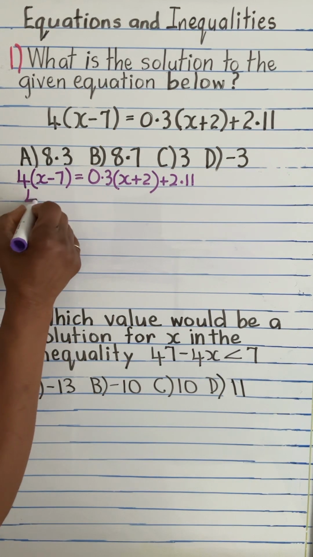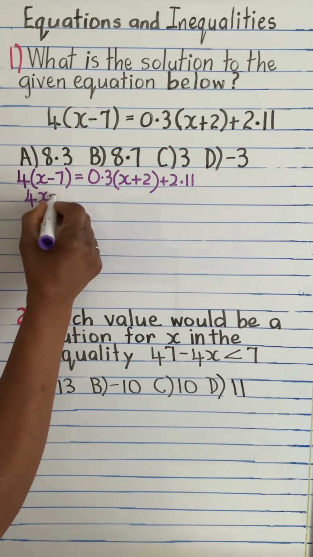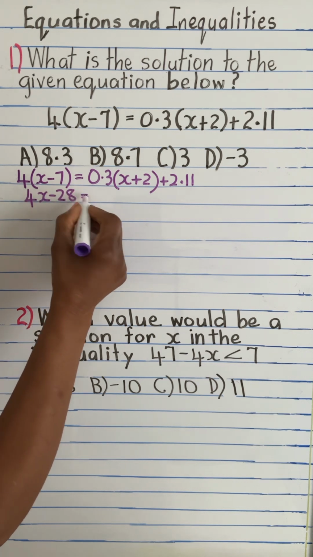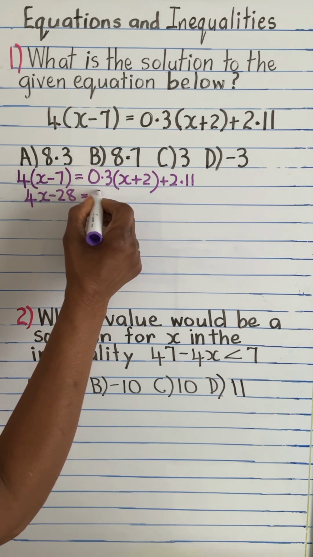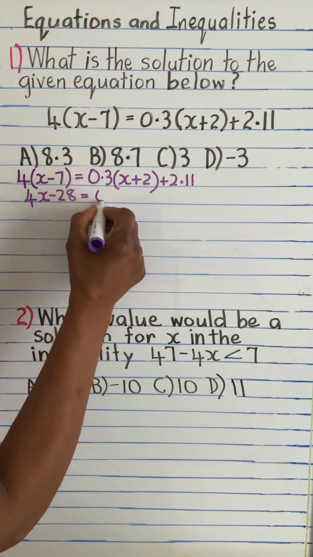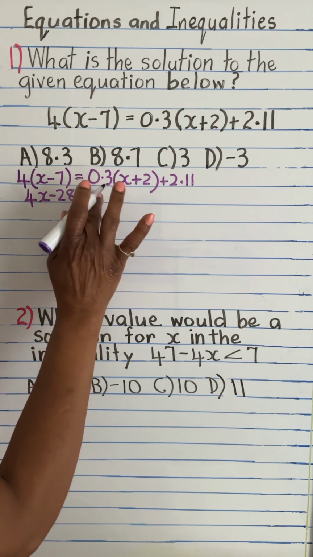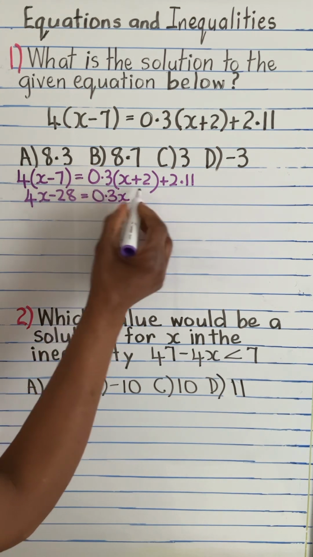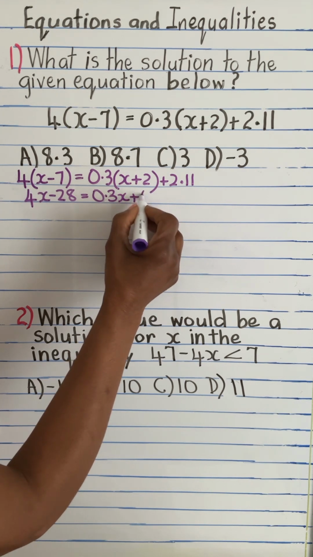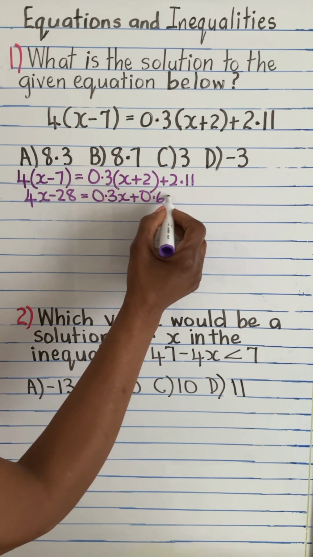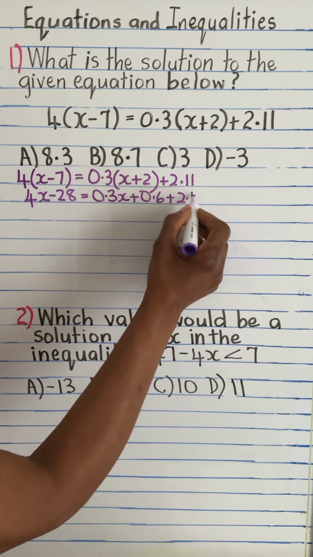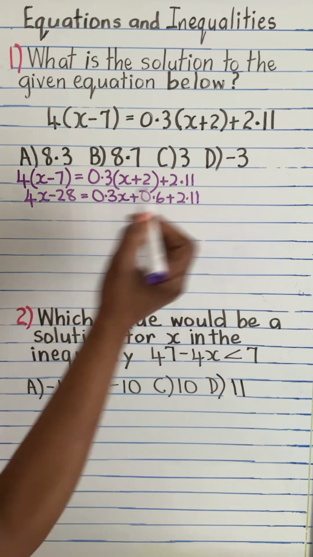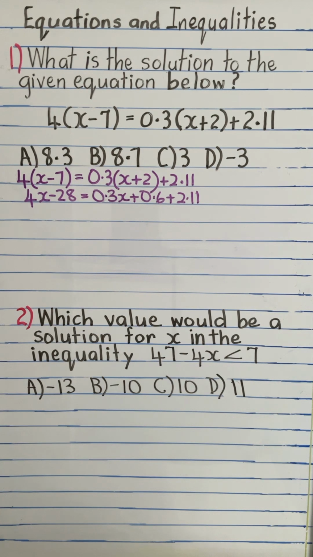4 times x minus 28 equals 0.3x plus 0.6 plus 2.11. So we simplify the equation by removing the parentheses. Next we are going to collect like terms.